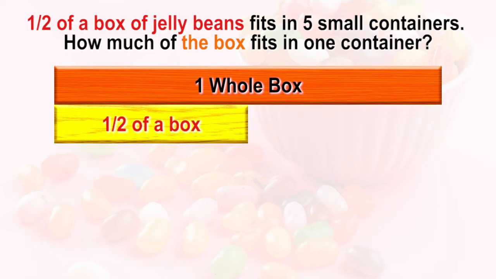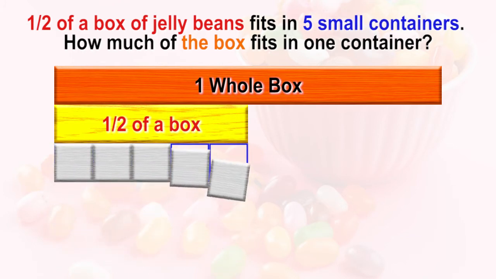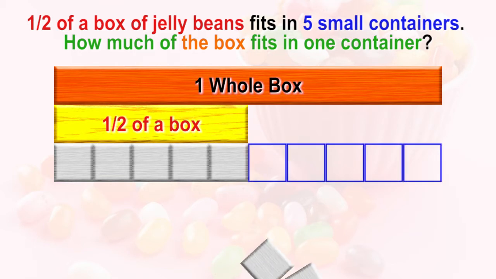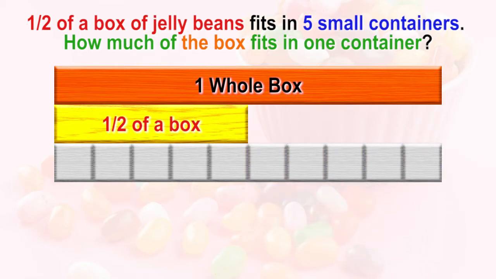Next, divide the 1/2 box, or the yellow rod, into 5 equal containers using white rods. The question is asking how much of the whole box fits in 1 container. There are 5 white rods in 1/2 of the box. In order to represent the other half of the box, another set of 5 white rods, or 5 containers, will need to be laid out. There are 10 of the white rods, or containers, in the whole box.